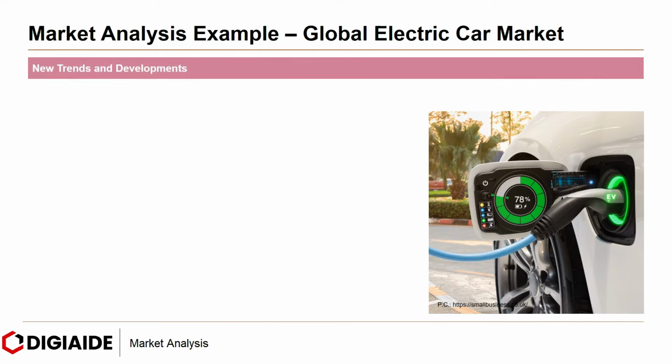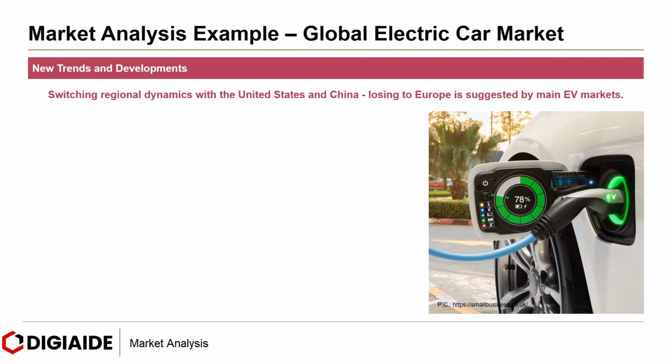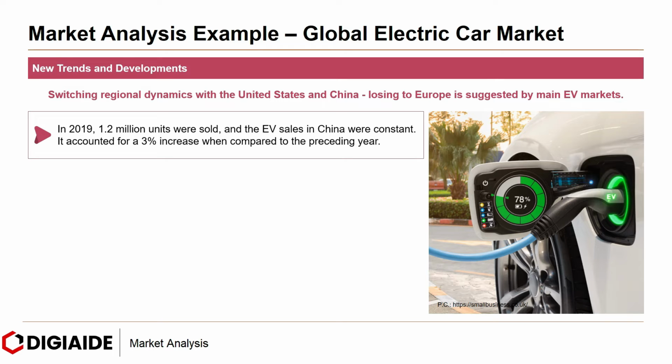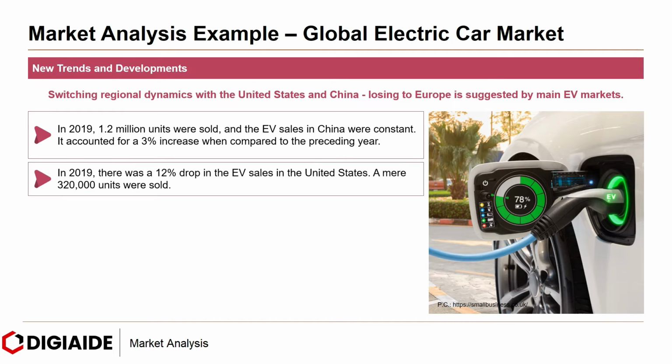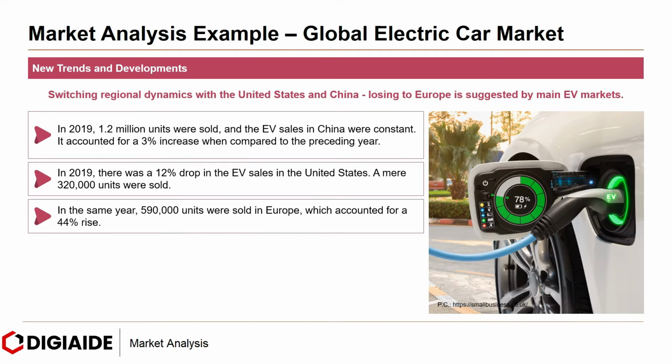Moving forward, new trends and developments in the global electric car market. Switching regional dynamics, with the United States and China losing to Europe, is suggested by the main EV markets. In 2019, 1.2 million units were sold and electric vehicle sales in China were constant. It accounted for a 3% increase when compared to the preceding year. As far as the US is concerned, in 2019 there was a 12% drop in electric vehicle sales. A mere 320,000 units were sold. In the same year, 590,000 units were sold in Europe, which accounted for a 44% rise.